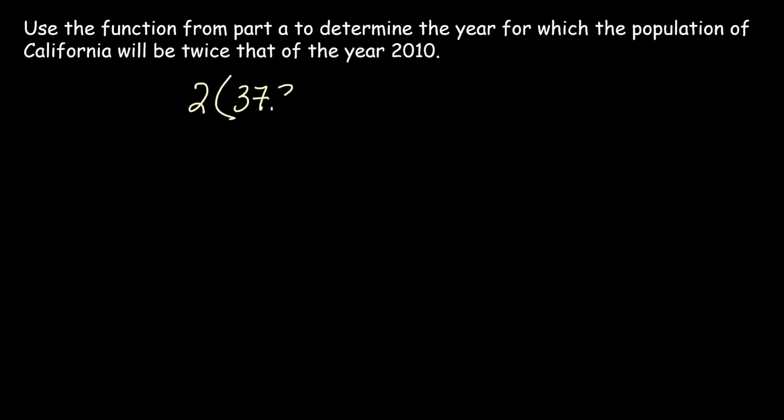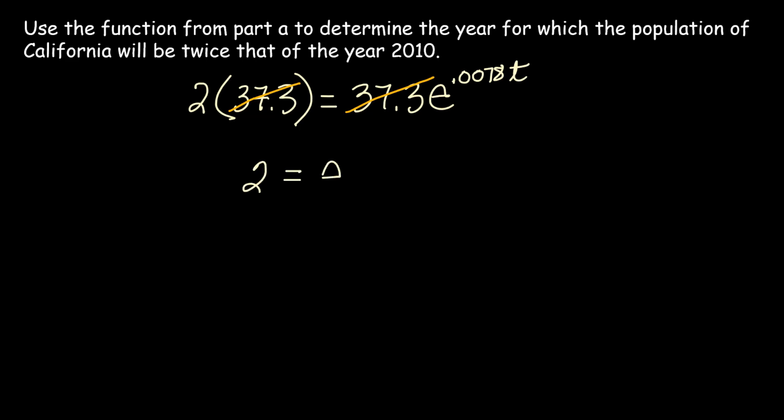So we've got 2 times 37.3, that's going to be twice the population in 2010, equals 37.3 e to the kt, which is 0.0078 t. So we're trying to figure out by what year will that population have doubled? Or how long will it take for that population to double from 37.3 million? So that's a lot of people. So 2 is equal to e to the 0.0078 t.